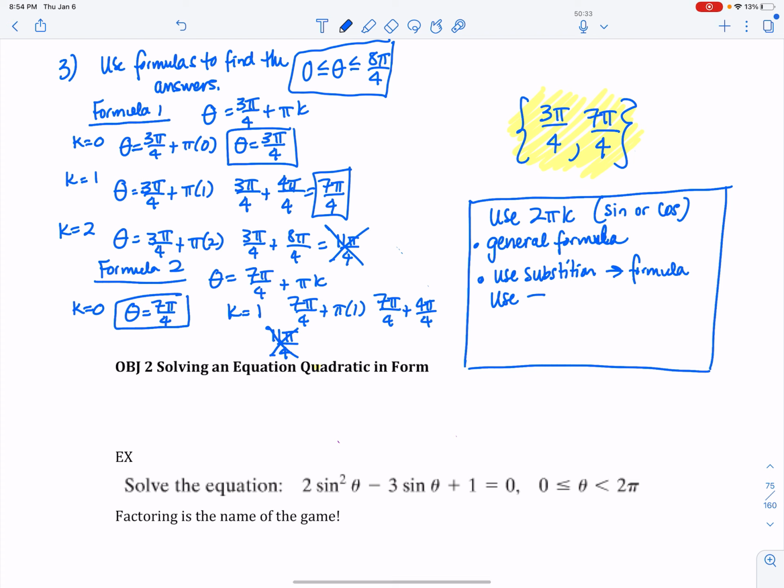You're going to use pi k for tangent and cotangent. Okay, so just a little note there. And once again, you're going to use it when you have to use substitution or when you have to come up with a general formula. You do not use 2 pi k when there's a stipulation and you're not using substitution. That's the only time you don't use 2 pi k.